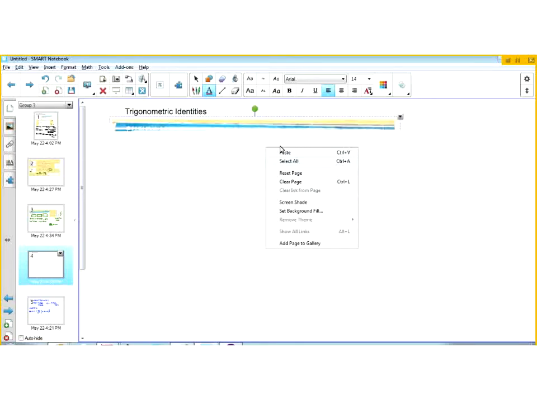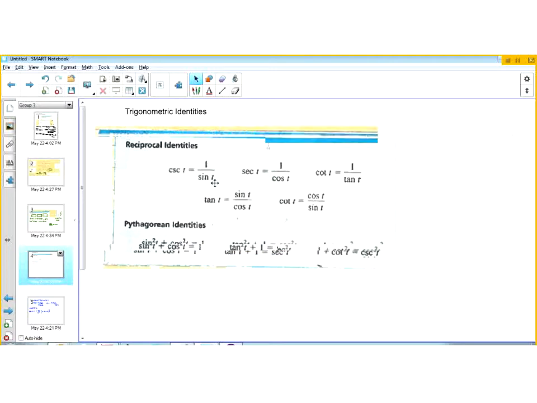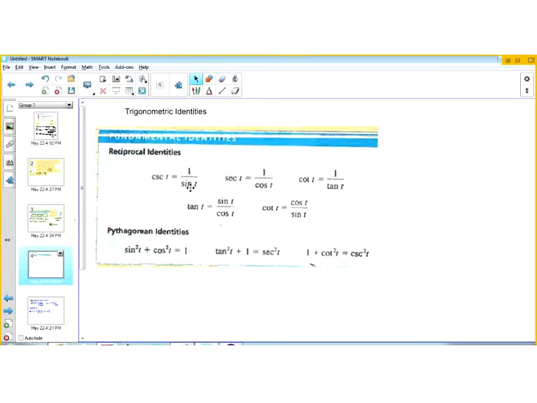Now the reciprocal identities follow just merely from the definitions. So we know that the cosecant function is the reciprocal of the sine function. The secant function is the reciprocal of the cosine function. The cotangent function is the reciprocal of the tan function. And then here are the definitions of tan and cotangent. So these are called the reciprocal identities, these 5 identities.